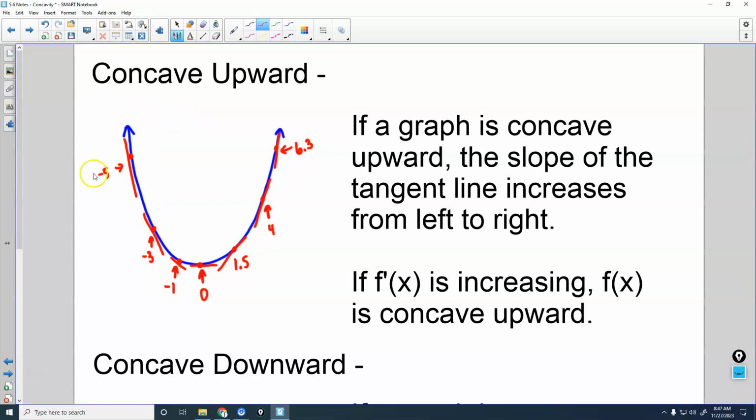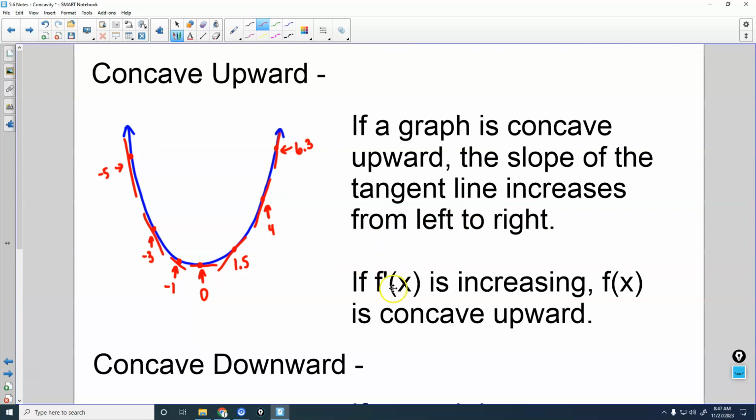But if I'm going from left to right, I've got -5, -3, -1, 0, 1.5, 4, 6.3. What is happening to the slopes of those tangent lines? What's happening to those numbers? They're increasing, right? So if a graph is concave upward, the slope of the tangent line increases from left to right.